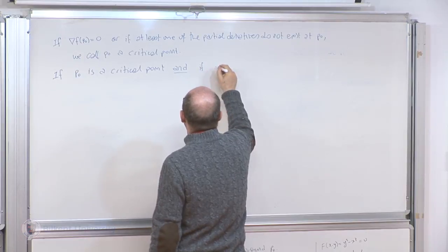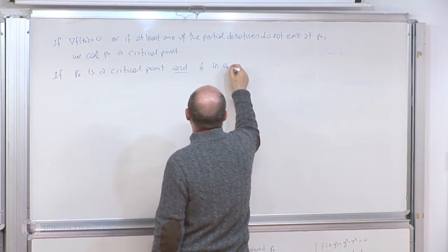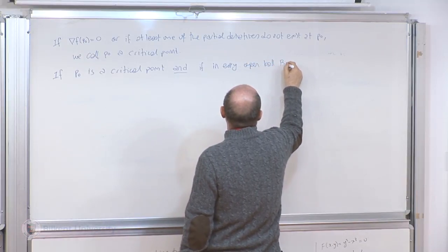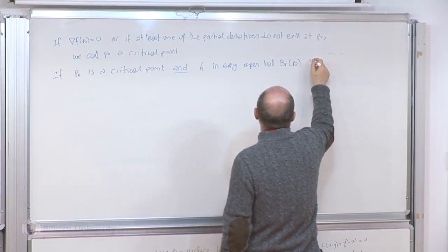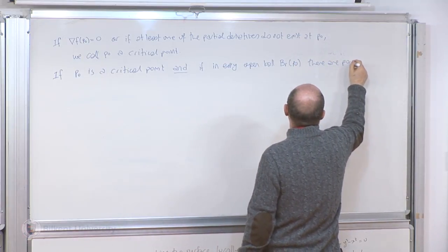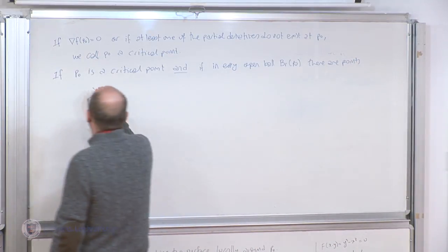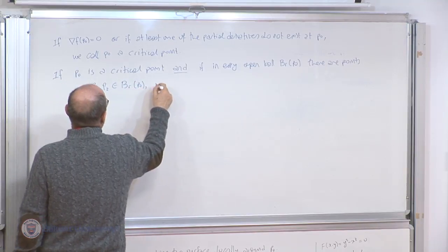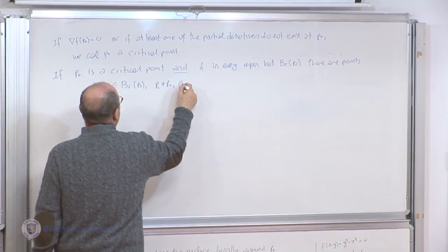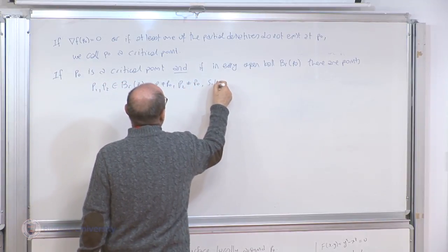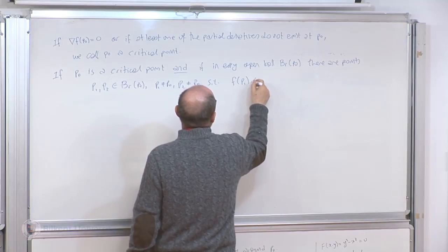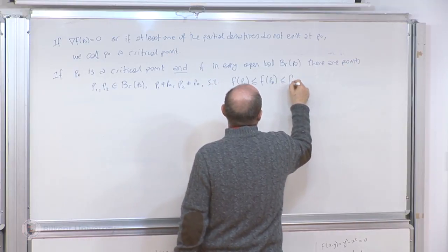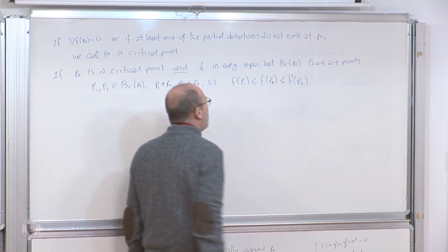If in every open ball B_R(P sub 0), there are points, say P1, P2 in the ball, they are different than P sub 0, such that f of P1 is less than or equal to f of P sub 0, and this is less than or equal to f of P2.